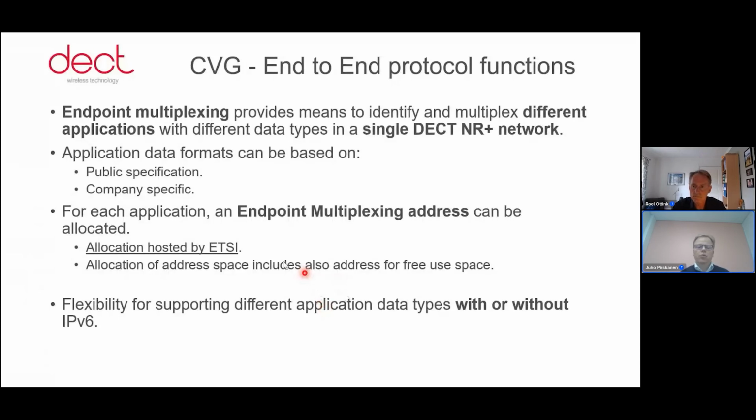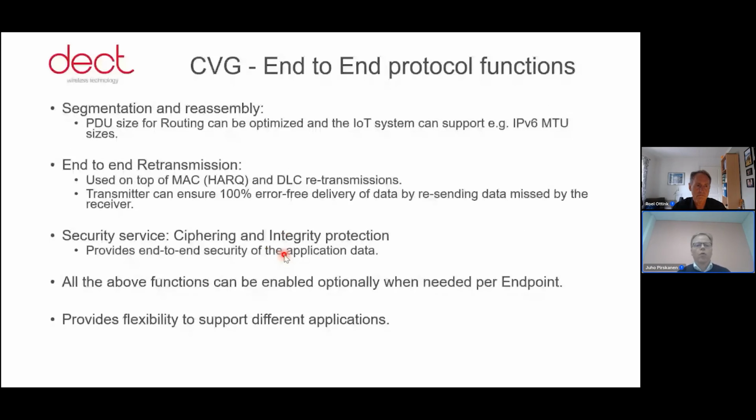But this basically provides flexibility to have different applications and data types, with or without IPv6, in the same network. And also the CVC functions like end-to-end security can be targeted for a certain application. Not necessarily do all the applications in the single network have to use the same CVC functionality. And in the CVC we have the following functions. The first function, in the transmission part, is segmentation and reassembly. So basically that allows the PDU sizes for routing to be optimized for IoT systems so that the application data size can be quite large. For example, the IPv6 MTU sizes can be supported. The standard size is roughly 1,500 bytes, a bit less, but roughly that magnitude.